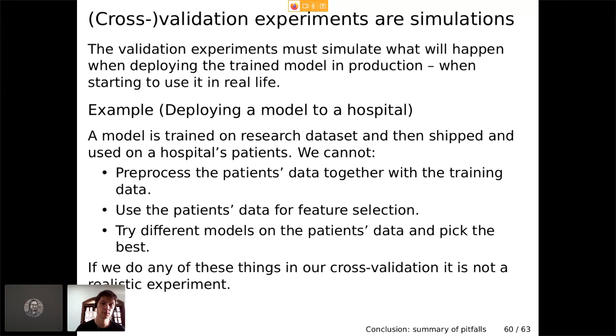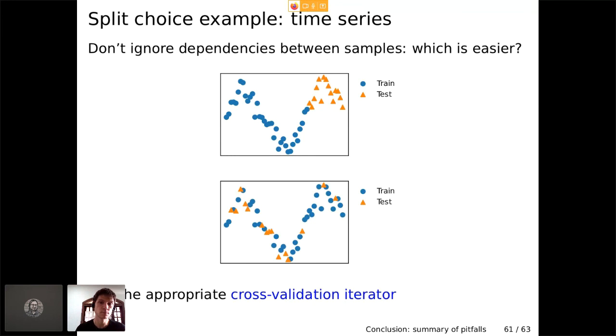evaluate its performance. So keeping in mind that our cross-validation experiments are there to mimic the deployment of the model can help us avoid falling into these traps that lead us to overfitting either some steps in a pipeline or the model or hyperparameter selection.